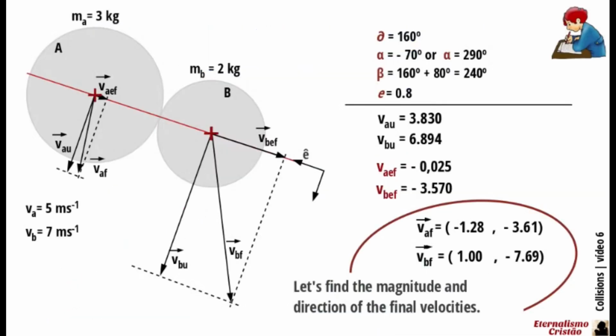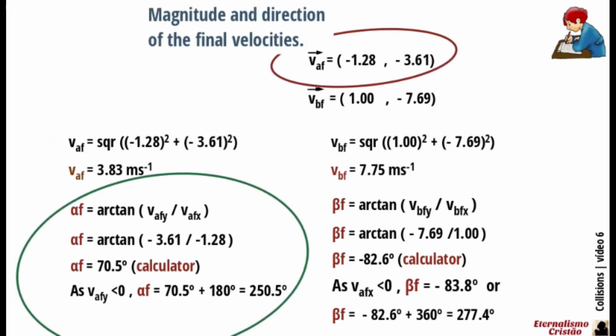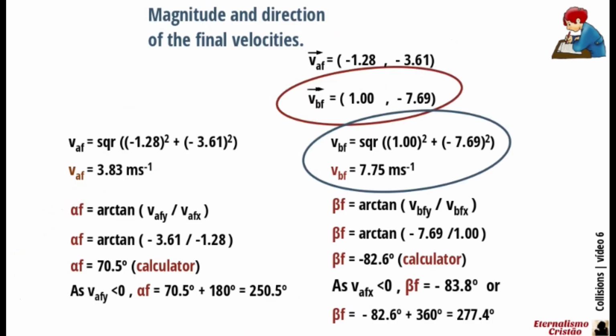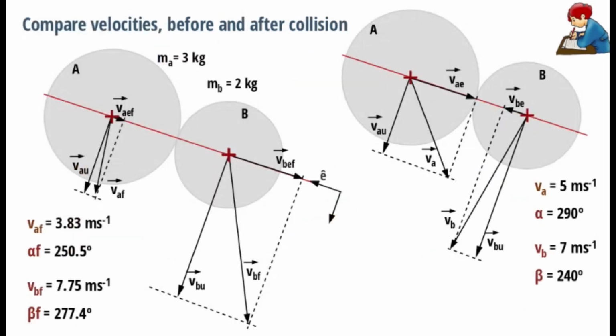The components of the final velocities of bodies A and B give us all the information we need about them. Let's find their magnitude and direction. Note the need of using the sign of the y component of velocities to choose the right angle they define with the x-axis. Now, we can draw the vectors. Compare velocities, before and after collision.